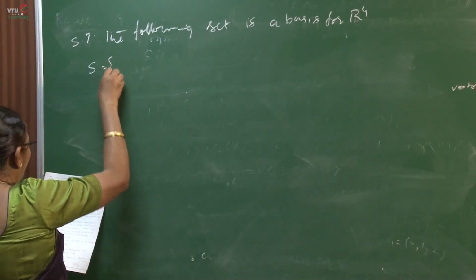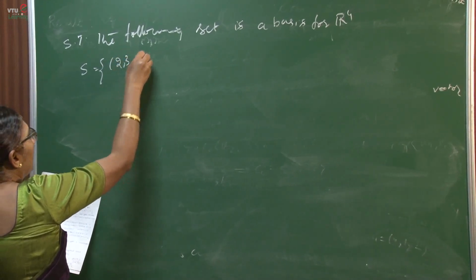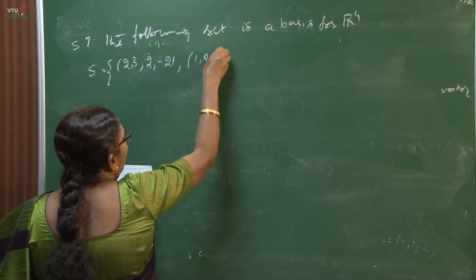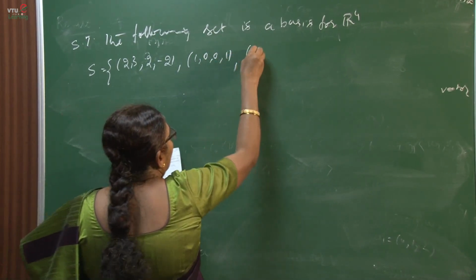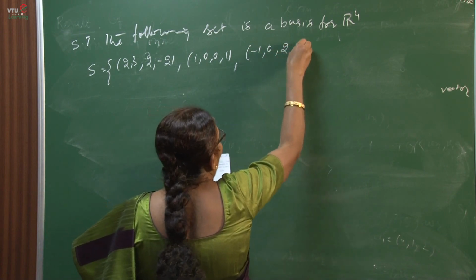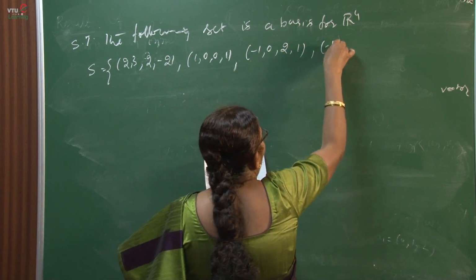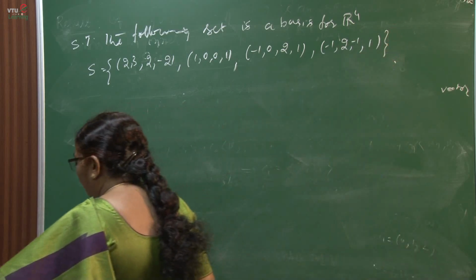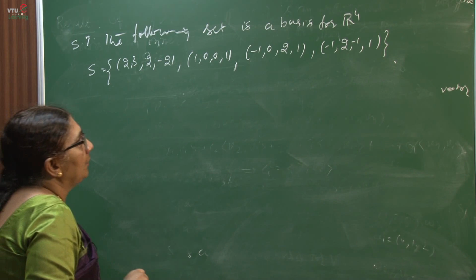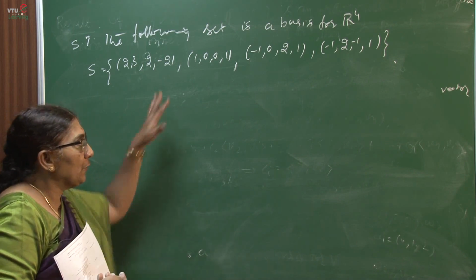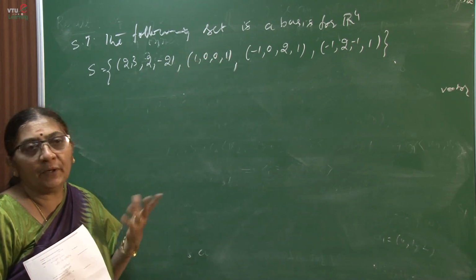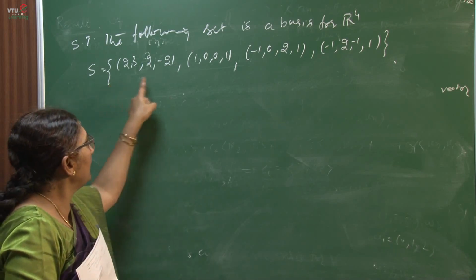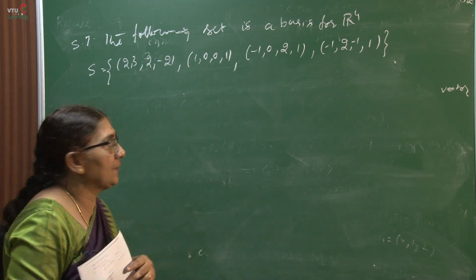S having (2, 3, 2, minus 2), (1, 0, 0, 1), (minus 1, 0, 2, 1) and also (minus 1, 2, minus 1, 1). I have to show that it is a basis. Suppose this set is orthogonal, that basis is nothing but an orthogonal basis. If we want to show that it is a basis, first you have to verify whether these vectors of S are non-zero vectors.